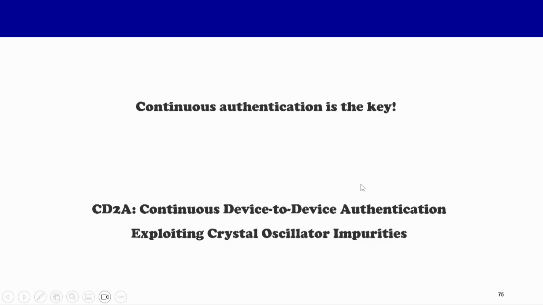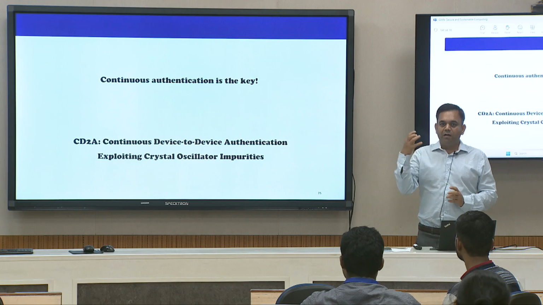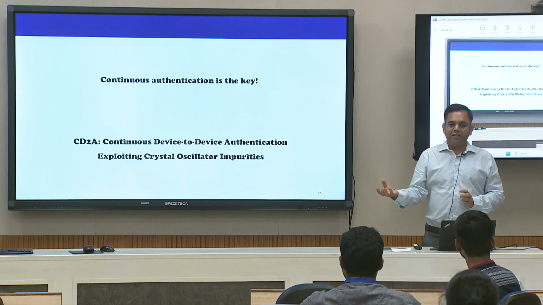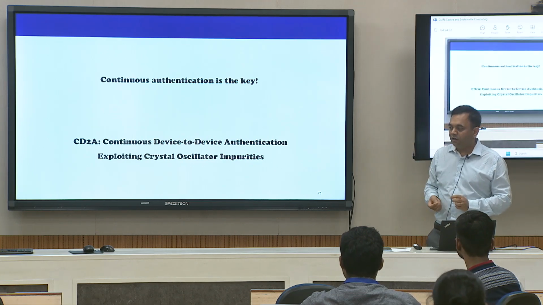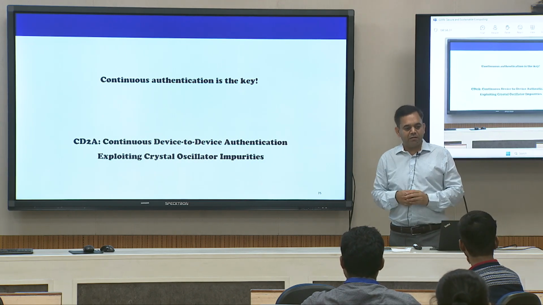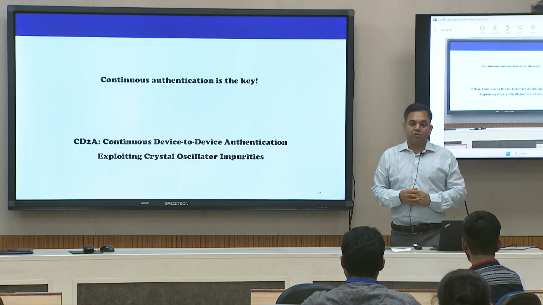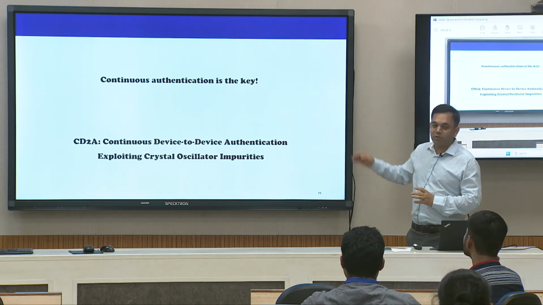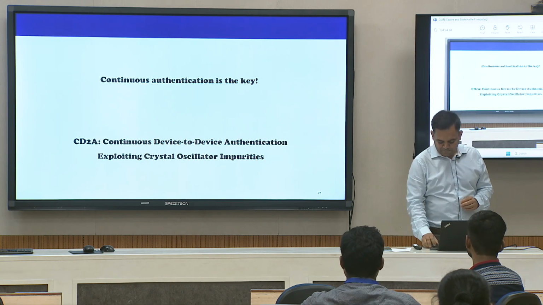Okay, so the fix to those things is continuous authentication, or you can say dynamic authentication. Yeah. So we recently have published a paper. It's called continuous device to device authentication, exploiting crystal oscillator impurities. Yeah. So in each processor there is a crystal oscillator, right? That's basically making the clock. There is some impurity in that. So we can use that feature to do continuous device to device authentication. Yeah, we will come to how exactly this can be done. Okay.